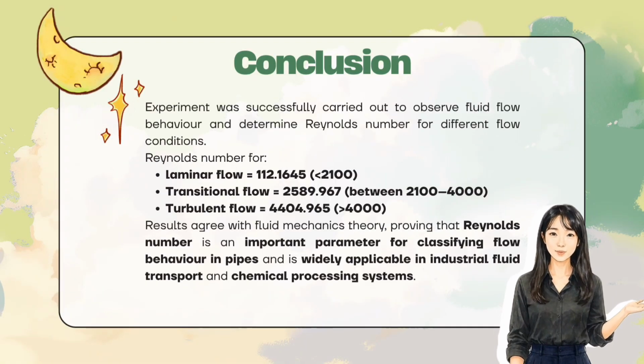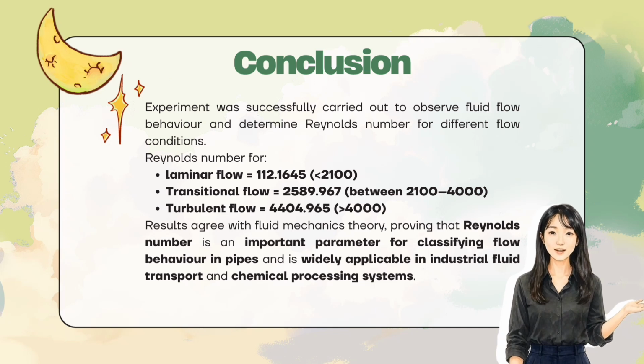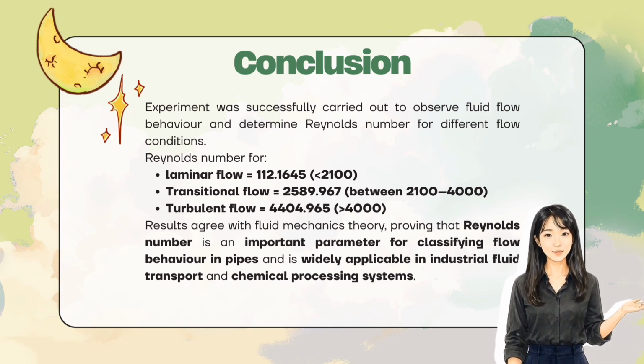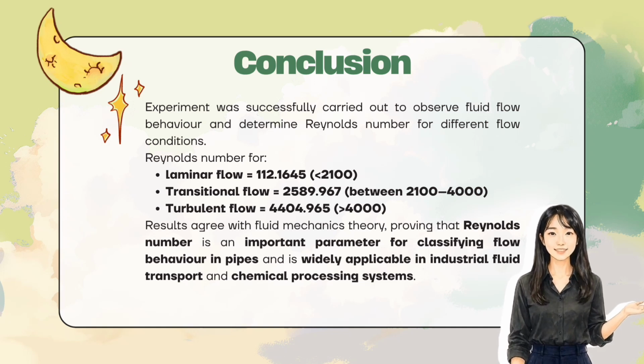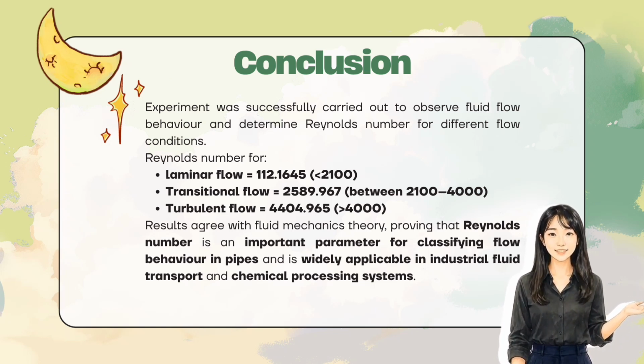So for the conclusion, this experiment was successfully carried out to observe fluid flow behavior and determine the Reynolds number for different flow conditions. The Reynolds number for laminar flow was 112.1645, which is below 2100, indicating smooth and orderly fluid motion. The transitional flow recorded a Reynolds number of 2589.967, which falls within the range of 2100 to 4000, showing an unstable flow characteristic between laminar and turbulent conditions.